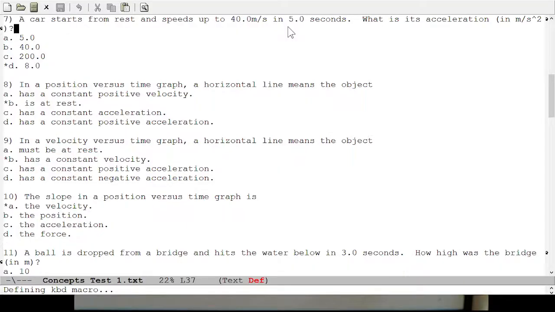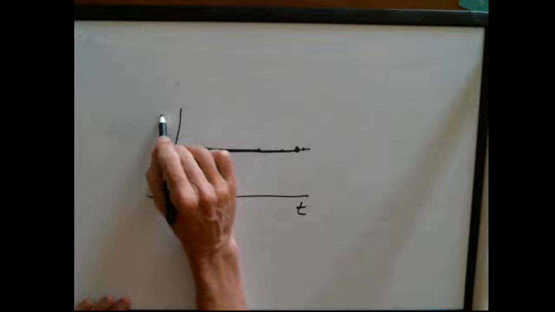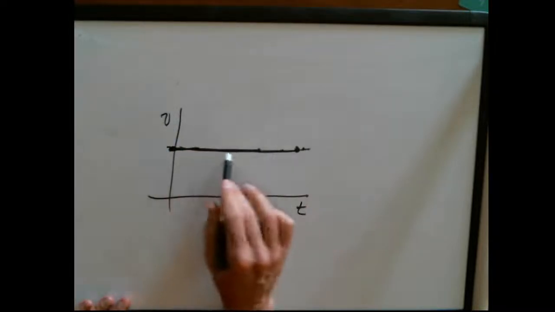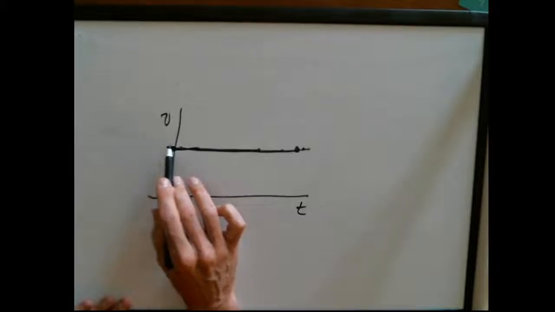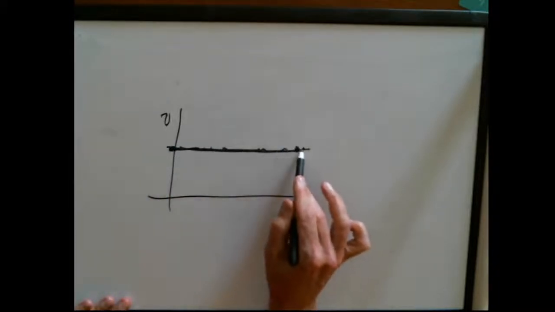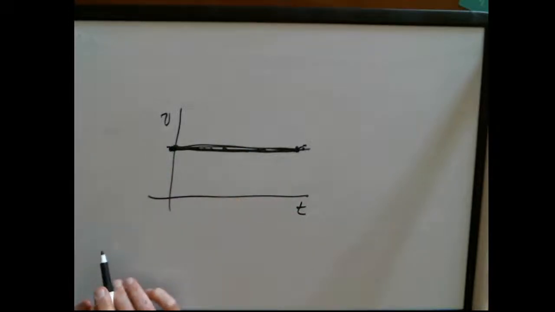In a velocity versus time graph, that's the next question. So the next question says, in a velocity versus time graph, a horizontal line means the object... so I can find my way back here, right? It's the same thing, right? A horizontal line on a velocity versus time graph means the velocity is constant, right? Because wherever I am on the line, if I want to find out what the velocity is, I have to go over to the axis, and it's a constant velocity.